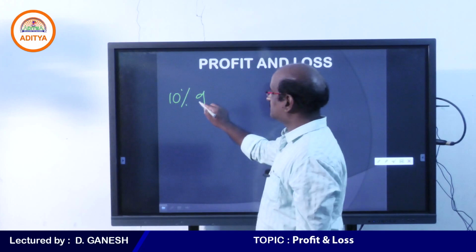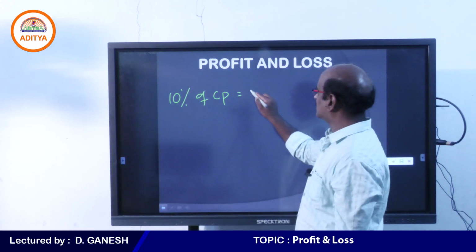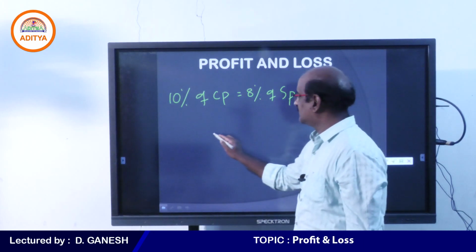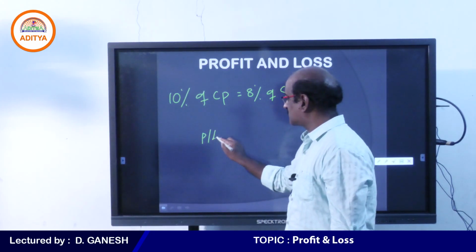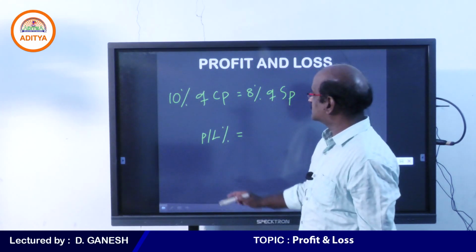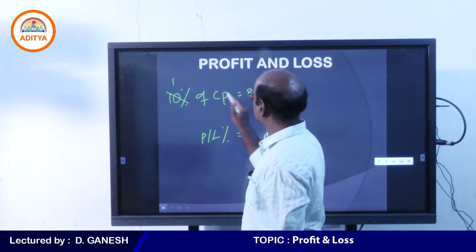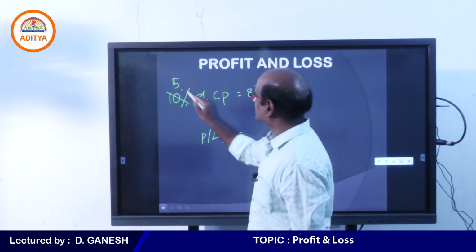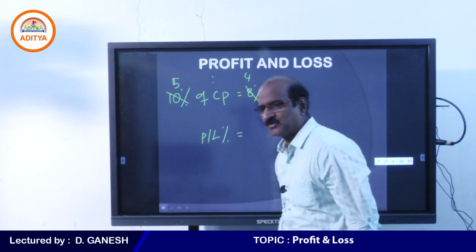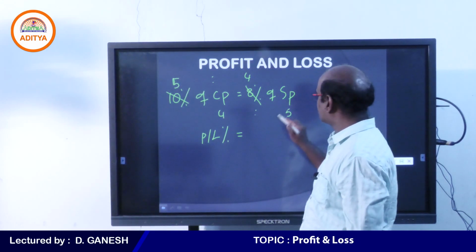Answer this question, student, you can do that. 10% of cost price is equal to, for example, 8% of selling price. Tell me, in this transaction whether you get profit or loss. If you get, then how much is it? What we discussed, when percentages are in the ratio 10%, 8%, we can cancel 2. 5:4. When percentages are in the ratio 5:4, values will be in the ratio 4:5.